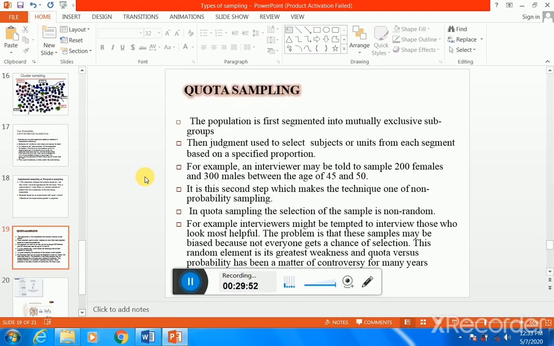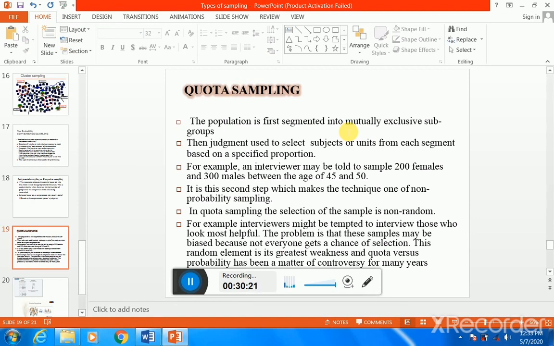Now the quota sampling. What is quota sampling? Simply stated, quota sampling is the sampling where first we make mutually exclusive groups. What are mutually exclusive groups? Mutually exclusive groups simply means nothing in common, two different groups. Like I said, one group male and the other female; male or female, by character they are different. It means two mutually exclusive things.